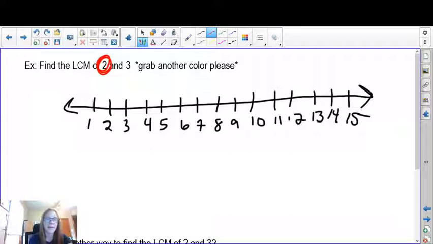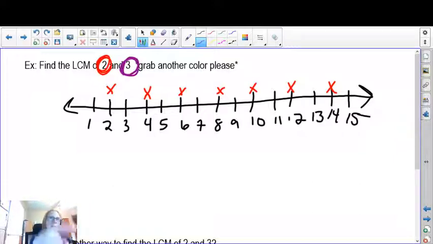Every time I see a multiple of 2, I'm going to put a red X over it. So 2, 4, 6, 8, 10, 12, 14. We can keep going on and on. Every time I see a multiple of 3, I'm going to put a purple X. So 3, 6, 9, 12, 15.